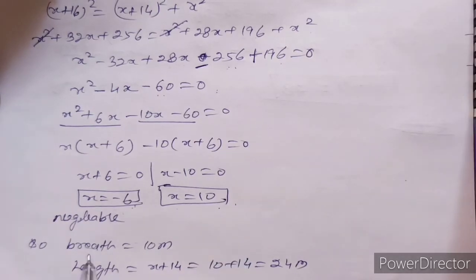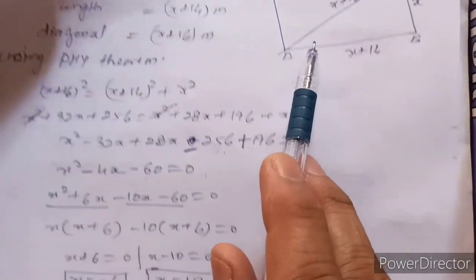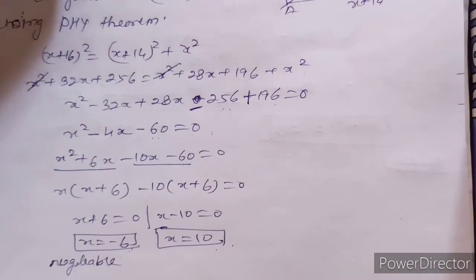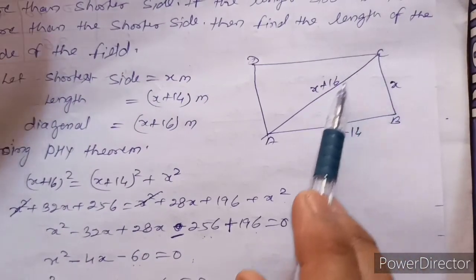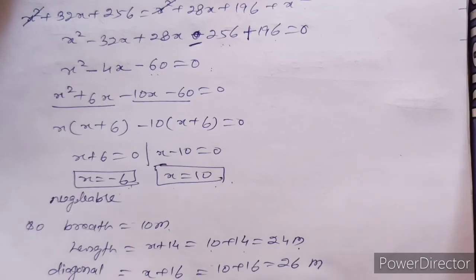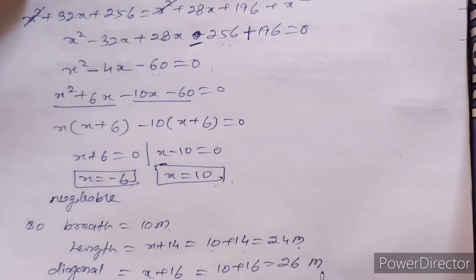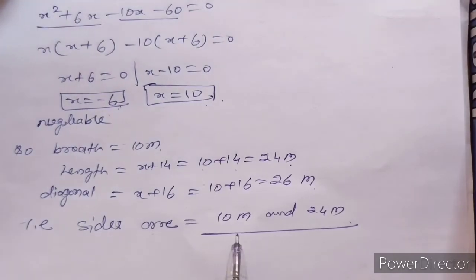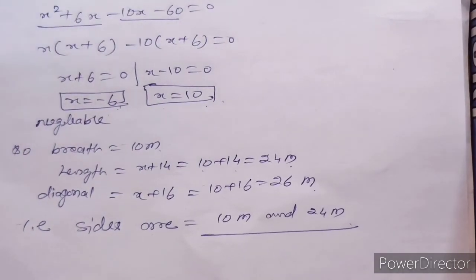So the width is 10 meters, and the length? The length is x plus 14, so x plus 14 is equal to 24, and the diagonal is x plus 16, so 10 plus 16 equals 26. Therefore, the sides are 10 and 24, which is your complete answer.